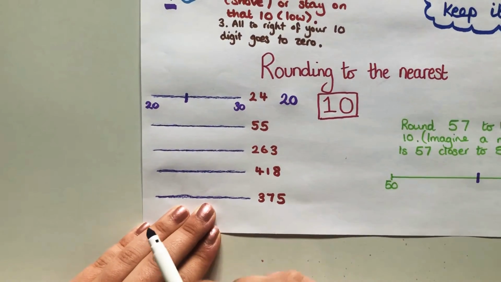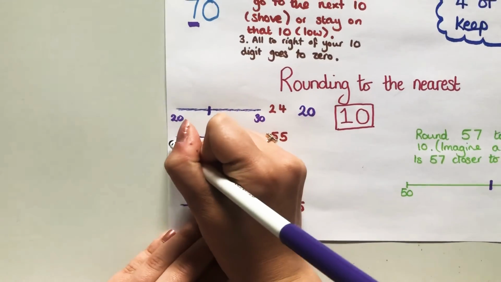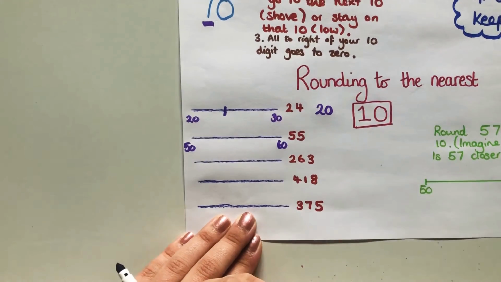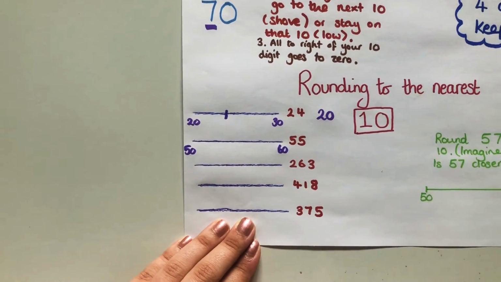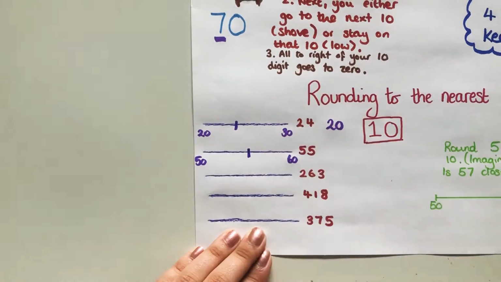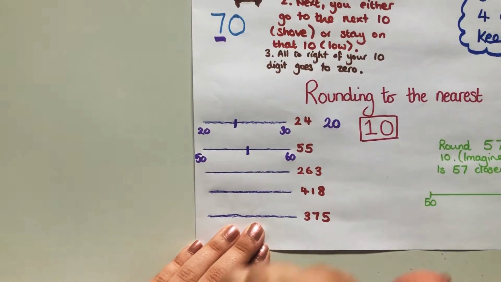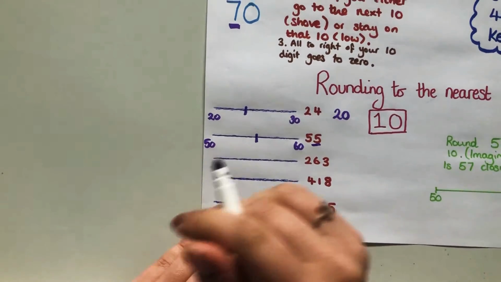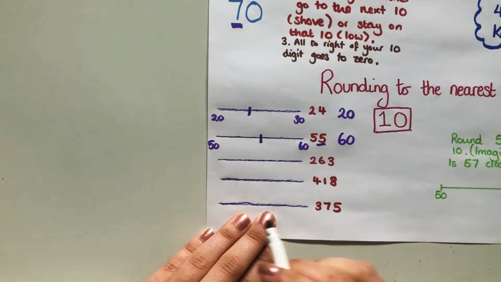This one is very tricky. So again, 50 and 60 will be our keeping it low and our giving it a shove. Now if we think back to our rhyme, it said 5 and above, give it a shove. Because 55, tricky, would go bang in the middle here. So our number line doesn't help us for this one, but the rhyme does, because it says 5 and above, so that is a 5. We are giving it a shove, meaning it will be rounded to 60.